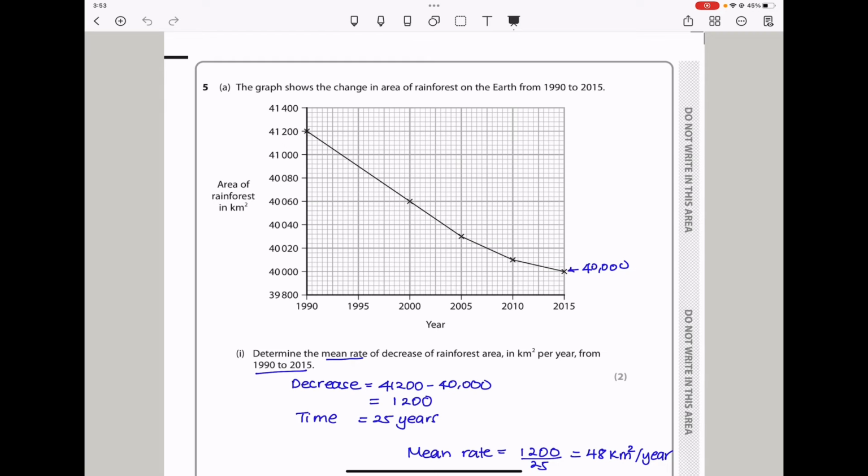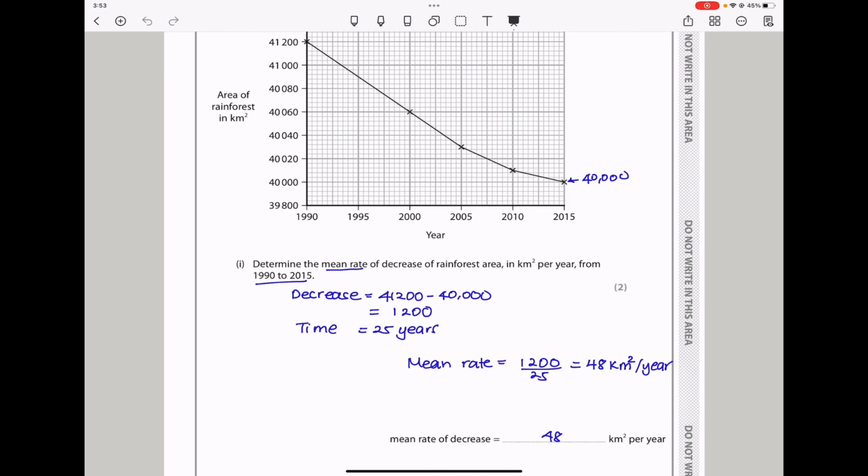Question 5. The graph shows the change in area of rainforest on the Earth from 1990 to 2015. So we can see area of the rainforest on the vertical axis in kilometers squared and the time in years on the horizontal axis. So they say determine the mean rate of decrease of the rainforest area in kilometers squared per year from 1990 to 2015.